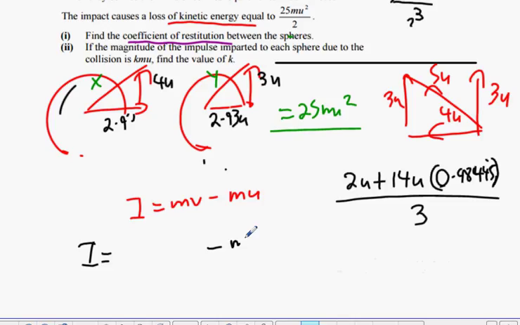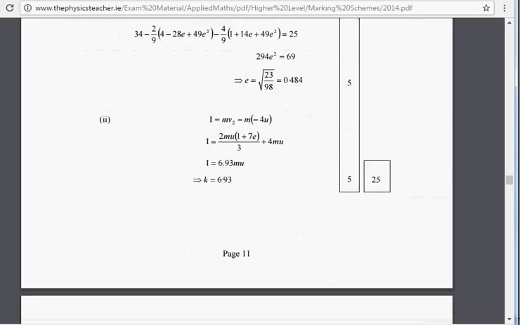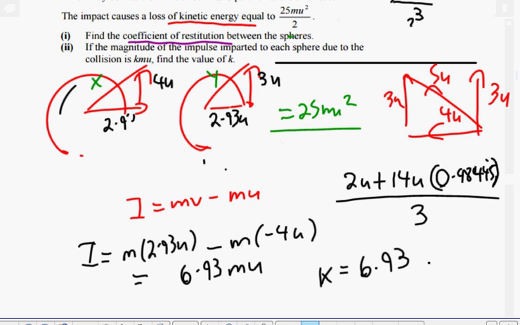So here's what I would have had to do instead. So this would be m times minus 4u. It's going minus 4 in the opposite direction, yeah? And what do I have going here at the moment? 2.93. Add them together and you get 6.93mu. Your k value is 6.93 as shown to you on the solutions there. Okay, and you're done.